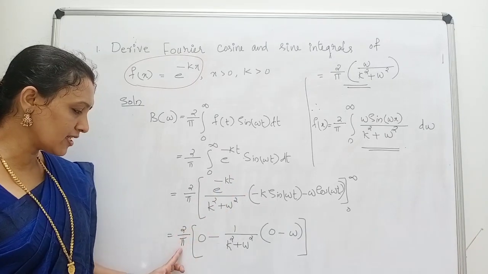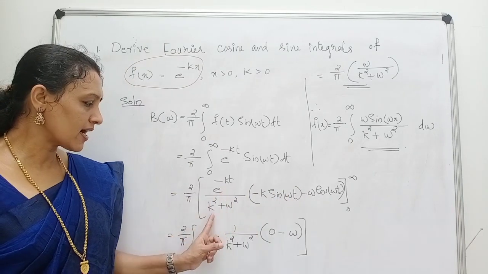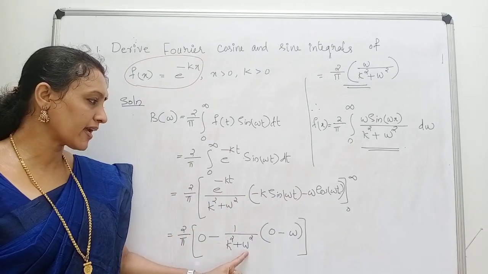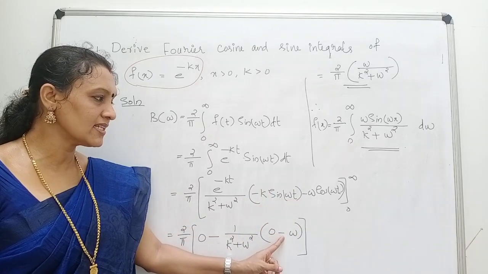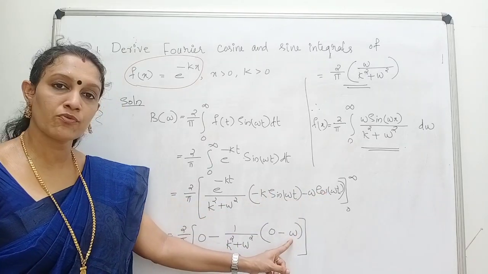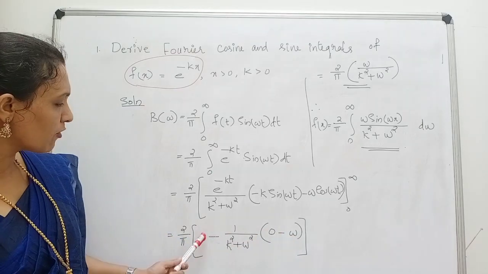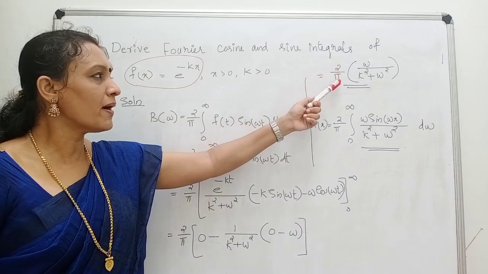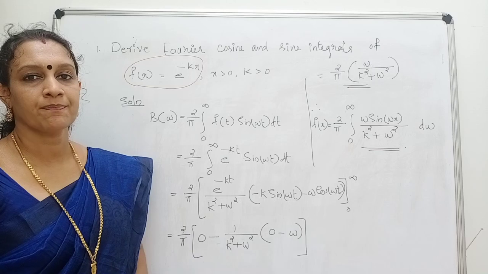So 2 by pi into 0 minus, when you put the lower limit, this is 1 by k square plus omega square into, this part will be sin 0, that is 0, minus cos 0, that is 1. Therefore, we have omega, minus of minus is plus omega. Therefore, b omega is 2 by pi omega divided by k square plus omega square.